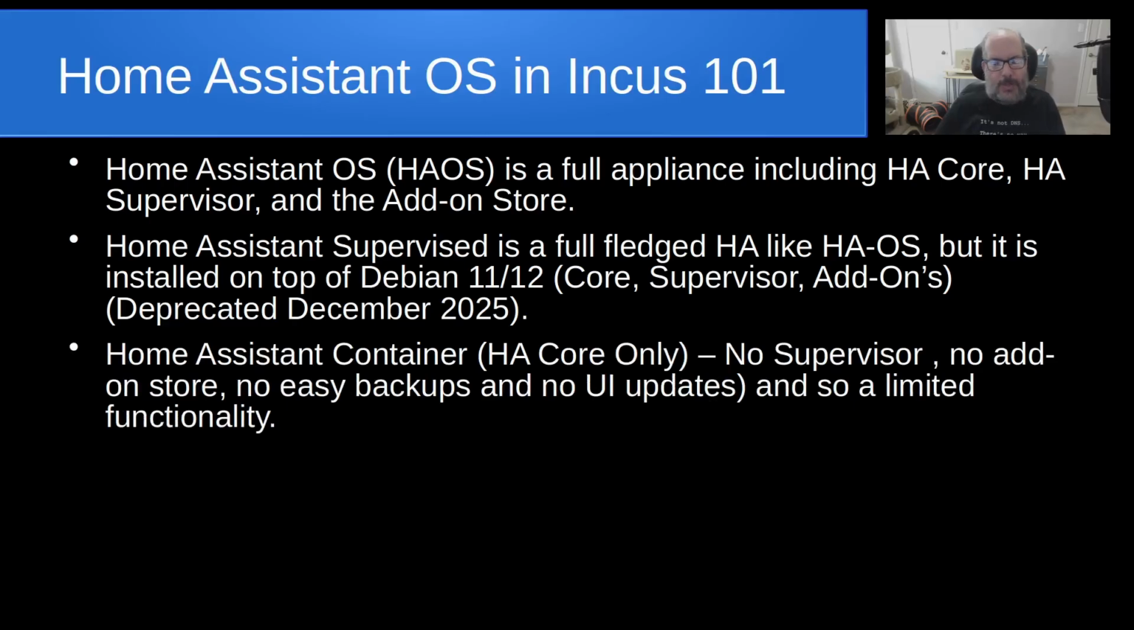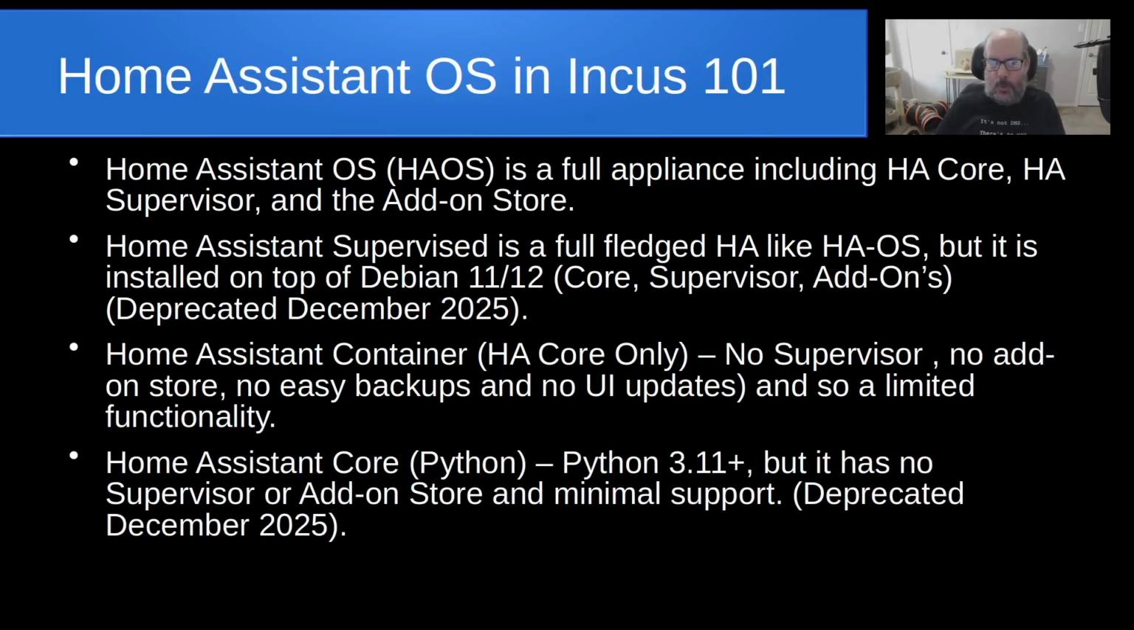So another installation type, I should say, is Home Assistant Container. And that's generally implemented in Docker, and it only includes Home Assistant Core. There's no Home Assistant Supervisor, there's no add-on store, no easy way to back up Home Assistant, and no update controls in the user interface, and so therefore it's considered to have somewhat limited functionality. And then we have Home Assistant Core in Python. And so the beauty behind Home Assistant Core in Python is that it has no supervisor or add-on store, and it has minimal support, but the advantage is that you can load it on any particular operating system. So I would consider it to have pretty similar functionality to Home Assistant Container.